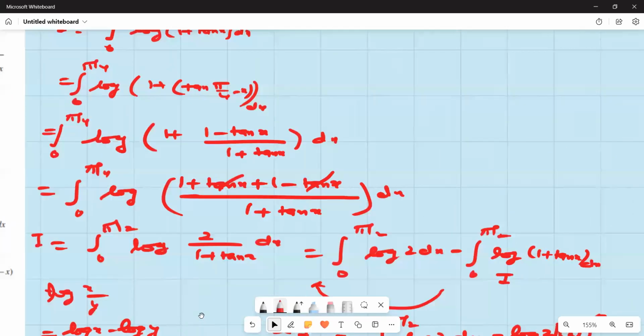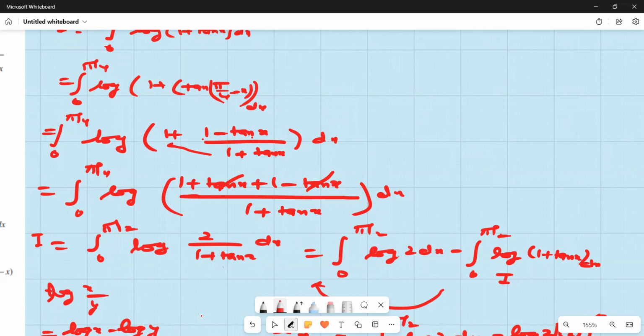How did we do it? Just replace x by a minus x, which is pi by 4 minus x, right? Then tan a minus b is tan a minus tan b upon 1 plus tan a tan b. And tan pi by 4 is 1. So it is better to remember the tan pi by 4 property. If it is minus here, it will be minus up in the numerator. If it is plus here, it will be plus up in the numerator. So tan of pi by 4 minus x is 1 minus tan x upon 1 plus tan x. Take the LCM. So this will be 1 plus tan x plus 1 minus tan x upon 1 plus tan x. Tan x cancels. 1 plus 1, 2 upon this.